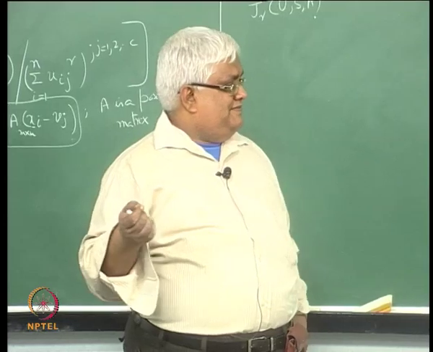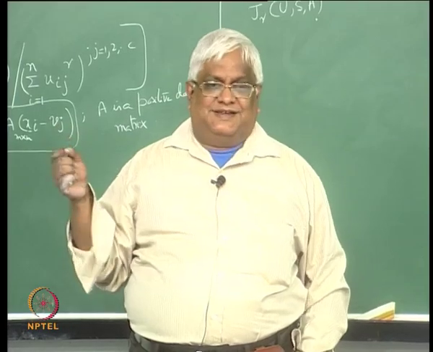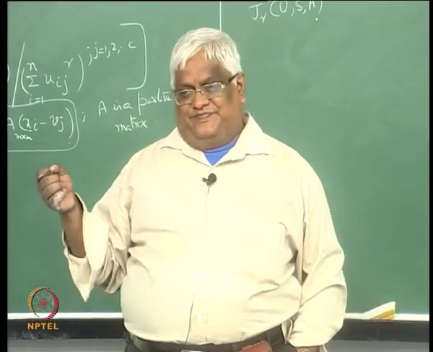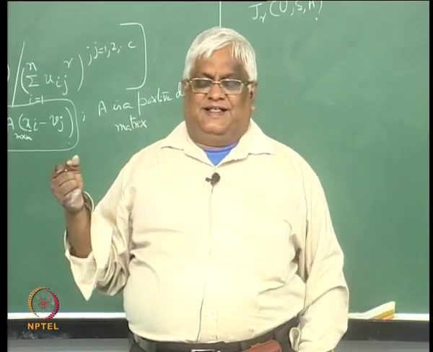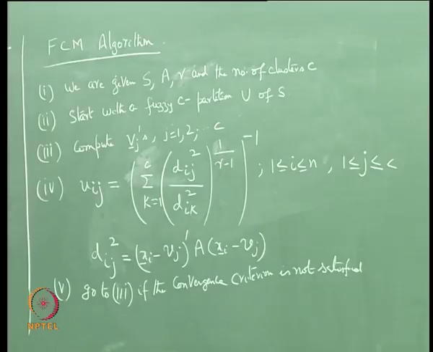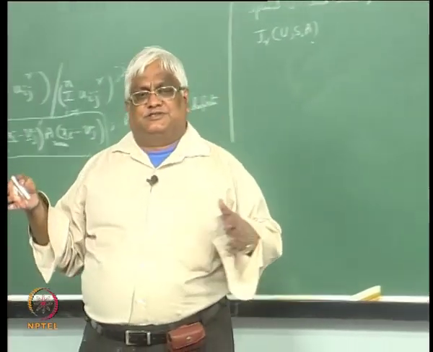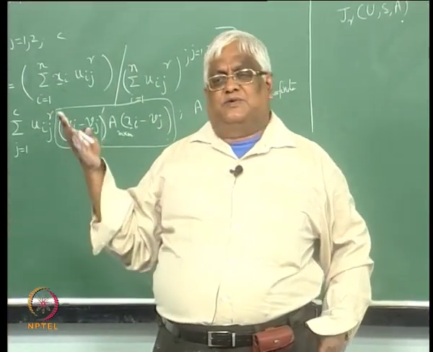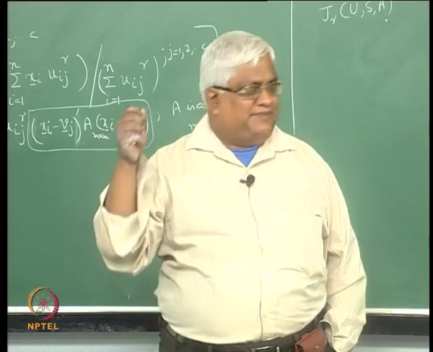And the convergence theorem says that this process really converges. That is, if you go on and on doing this thing, then ultimately the uij's, the previous uij and present uij, will become the same, or the means also, the previous mean and the present mean, will become the same. Ultimately the differences will go towards 0. That is basically the convergence theorem.